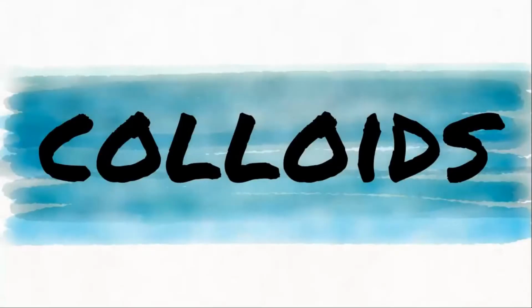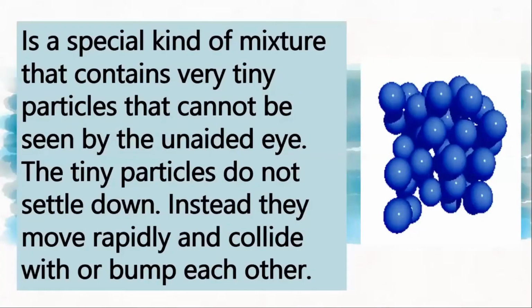So first, let's start with the colloid. Colloid is a special kind of mixture that contains very tiny particles. It cannot be seen by our naked eye, but these tiny particles do not settle down, unlike suspension. Instead, they are moving rapidly and collide or bump with each other, making them bigger like this. So you can still say that it's not a clear or transparent mixture like the solution.